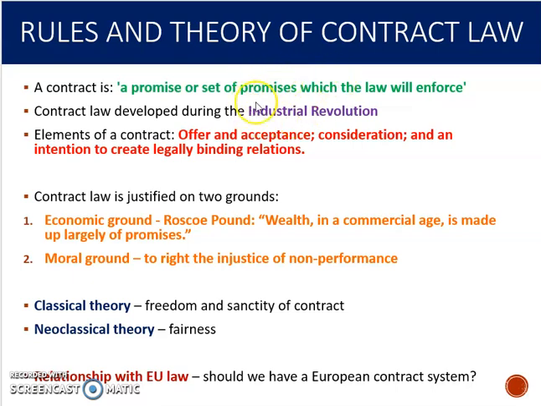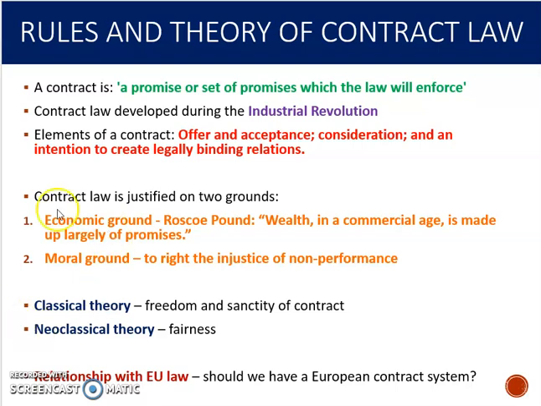And contract law developed during the Industrial Revolution, and it's useful to list the elements of a contract: offer and acceptance, consideration, intention to create legally binding relations. Now, whilst the law of contract largely originated through the common law, there are now significant aspects that are subject to statute, and you'll be familiar with some of those, like the Consumer Rights Act.